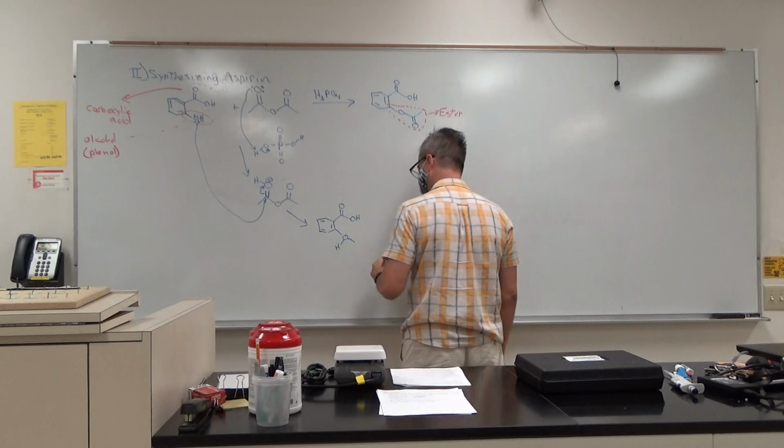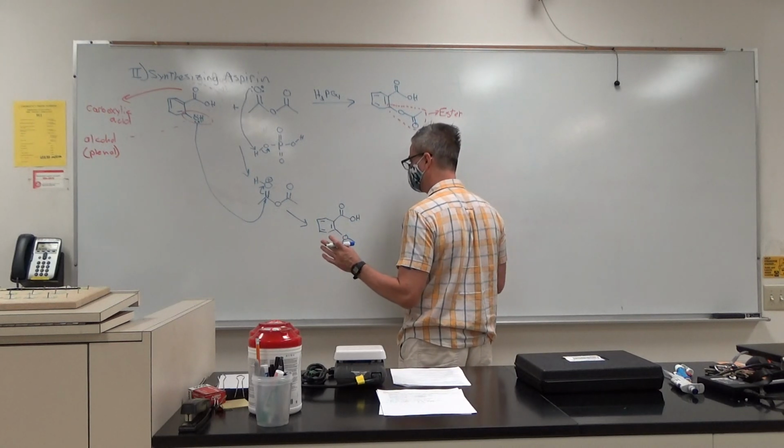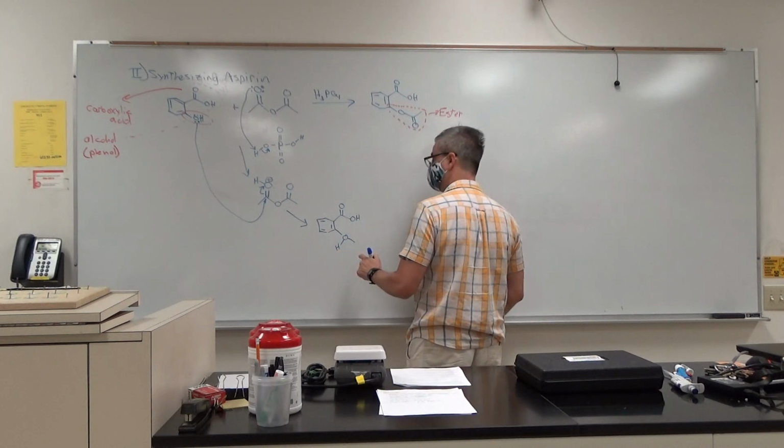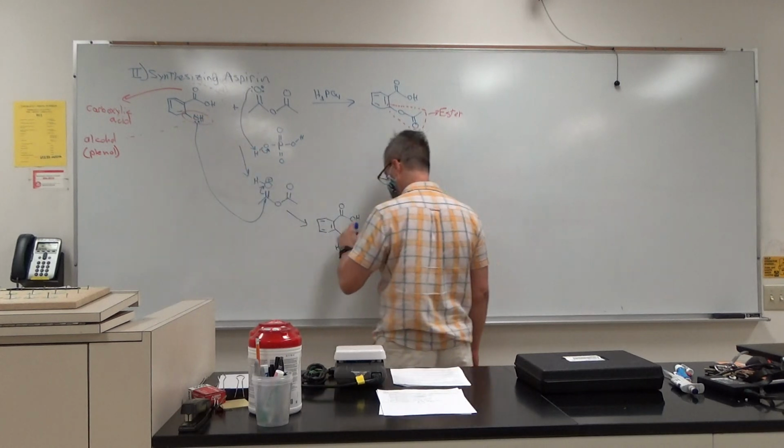When you draw the result of your curved arrows, don't change anything other than what's indicated by your curved arrows. Okay, so there was an H on that oxygen. There's still an H on that oxygen.